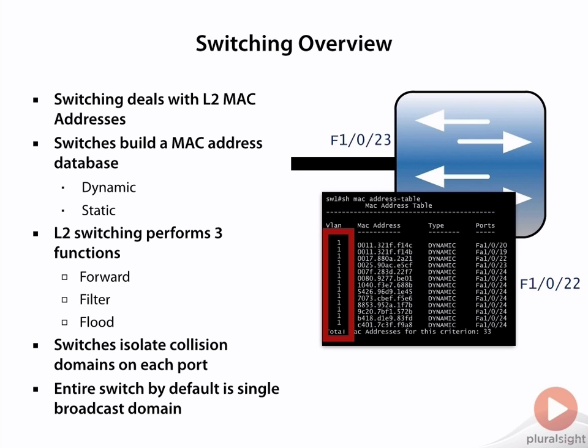Again, in the MAC address table output here, you can see on the left-hand column, VLAN 1 is assigned for all of these ports. So by default, all of the interfaces on a Cisco switch are in the same VLAN, which means they're all in the same broadcast domain. This is something that we can change, but for right now, it's just important to understand that the entire switch by default is a single broadcast domain.